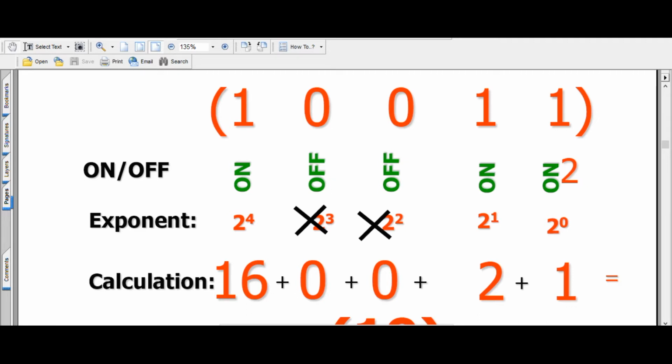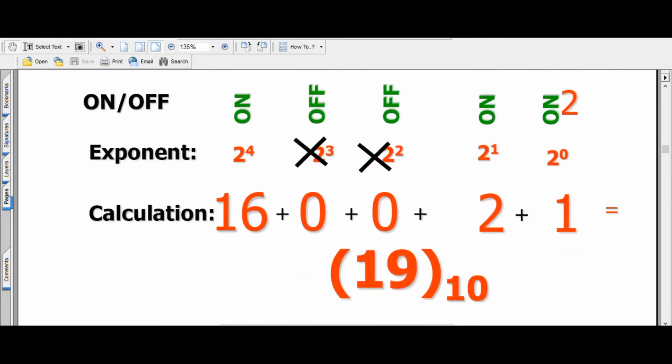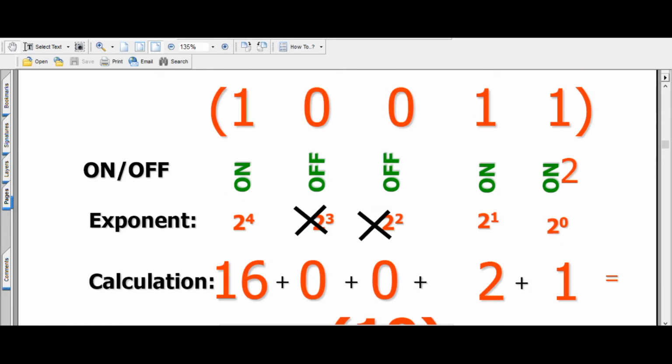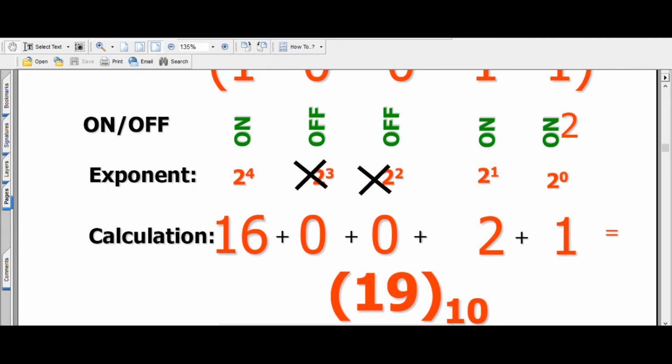10011 is basically the value of 2 weights. So 2 to the power 0, 2 to the power 1, 2 to the power 2 and 2 to the power 3, the value is 0. So 2 to the power 4 is 16 plus 2 plus 1. So this is total 19. So from binary to decimal conversion, it appears as 19.